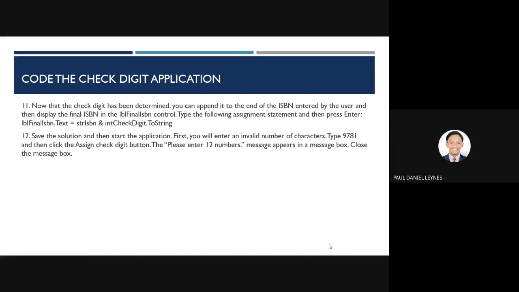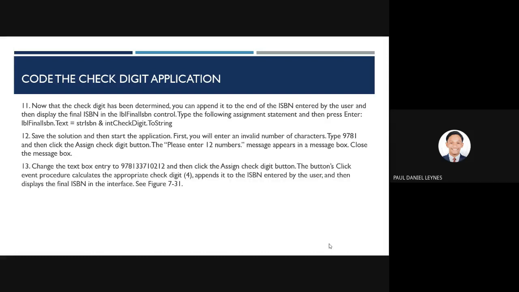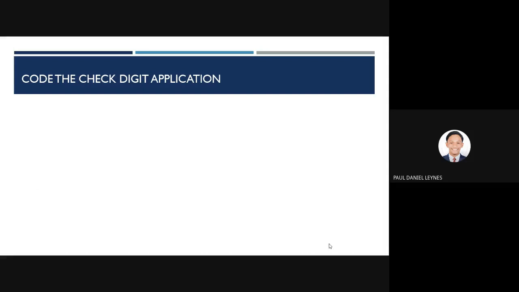First, you will enter an invalid number of characters. Type 9781 and then click the assign check digit button. The please enter 12 numbers message appears in the message box. Close the message box. Change the text box entry to 97813371012 and then click the assign check digit button. The button's click event procedure calculates the appropriate check digit, appends it to the ISBN entered by the user, and then displays the final ISBN in the interface.